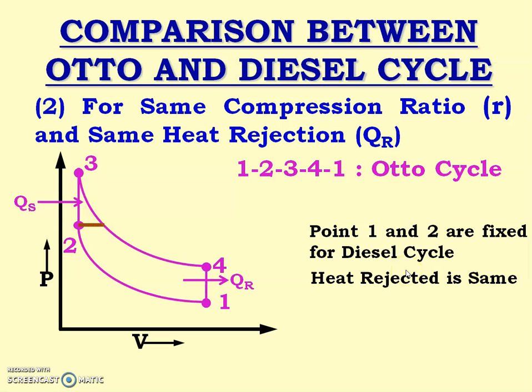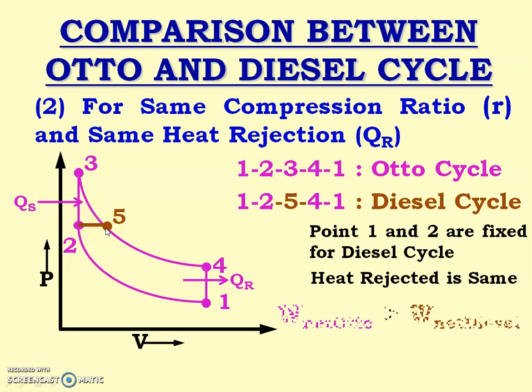So in that case, 1, 2 is the same compression ratio, that is the diesel cycle. 2 to 5, again the heat supply process. 5 to 4 and 1. So that is the diesel cycle. So 1, 2, 5, 4, 1 is, you can say, the diesel cycle.